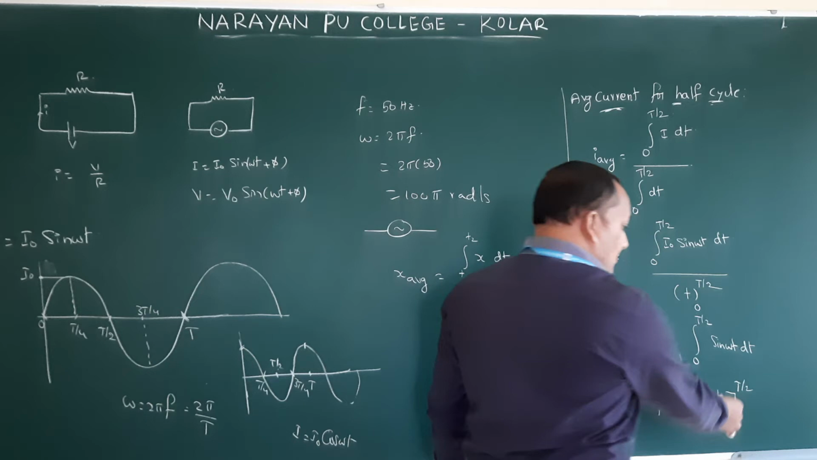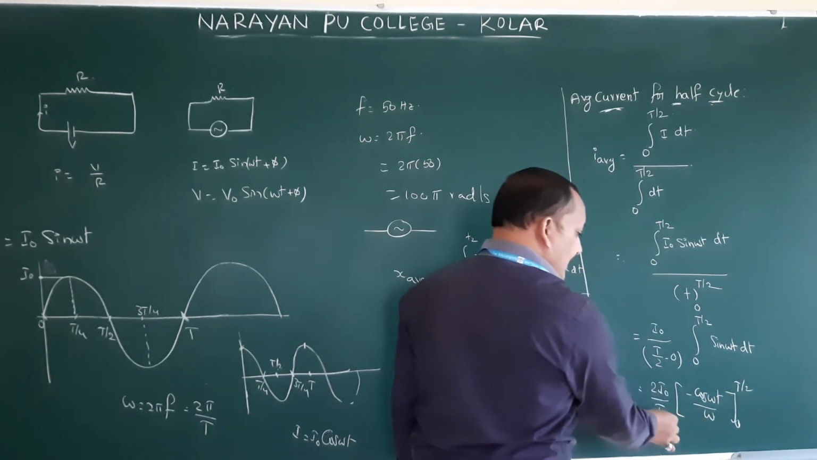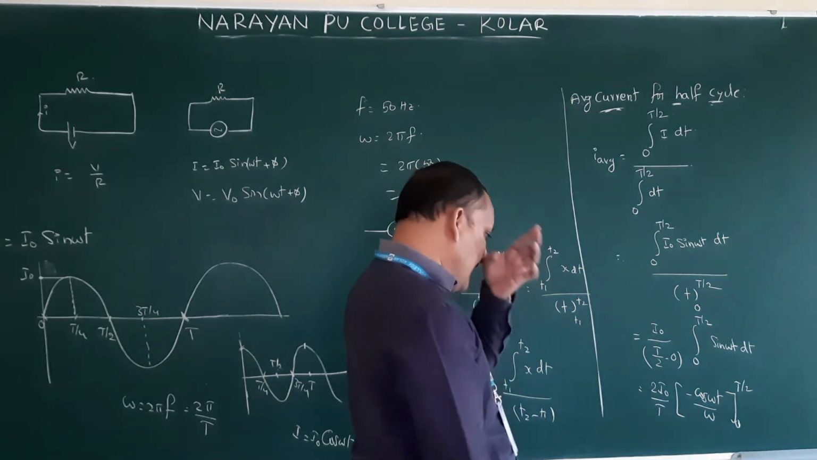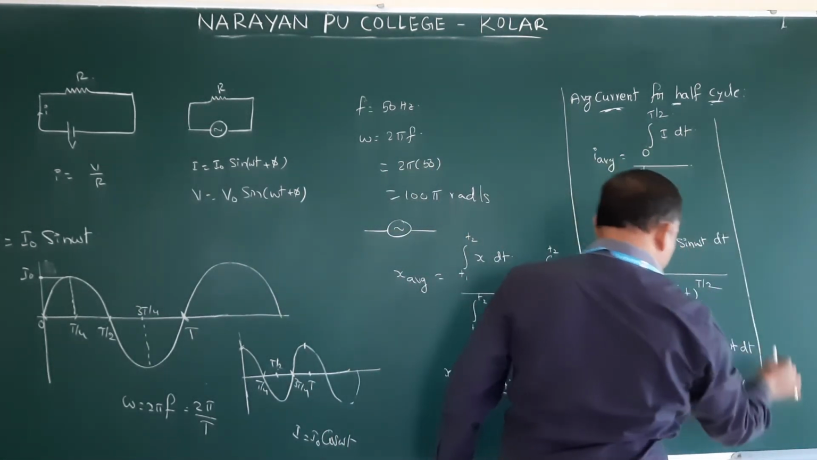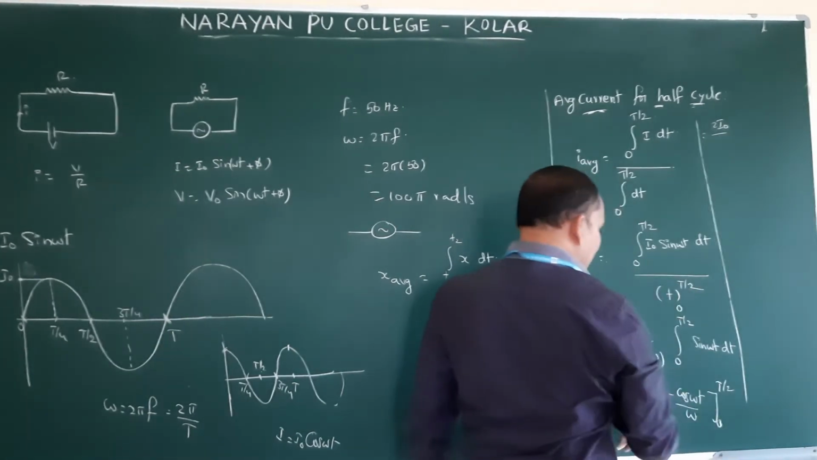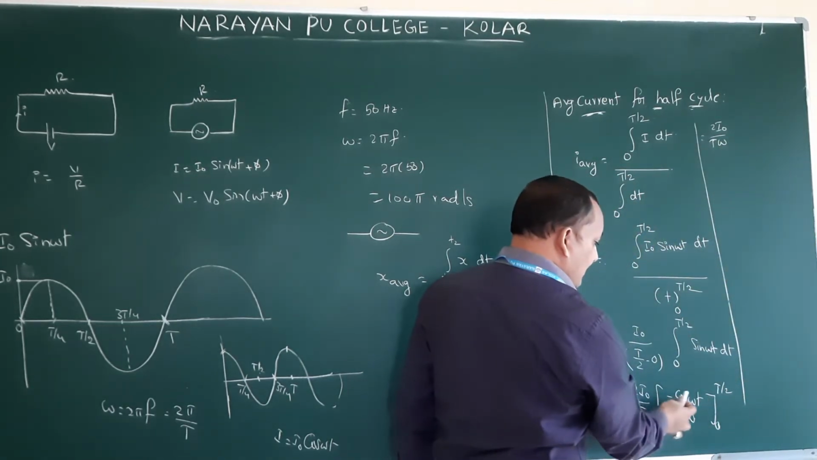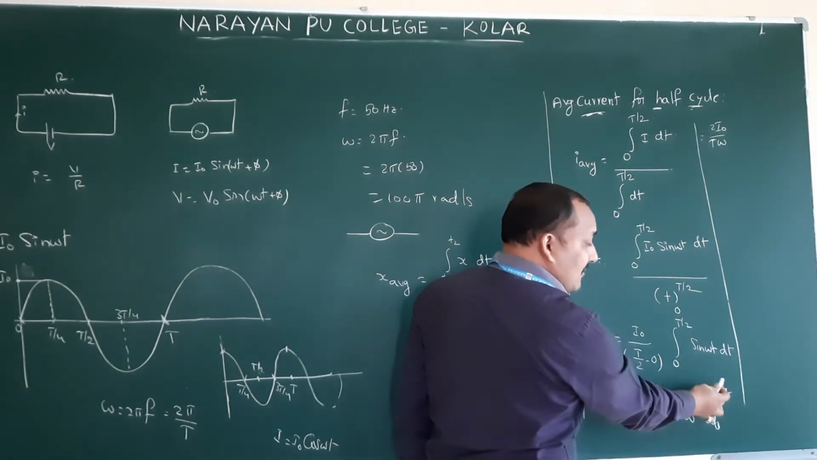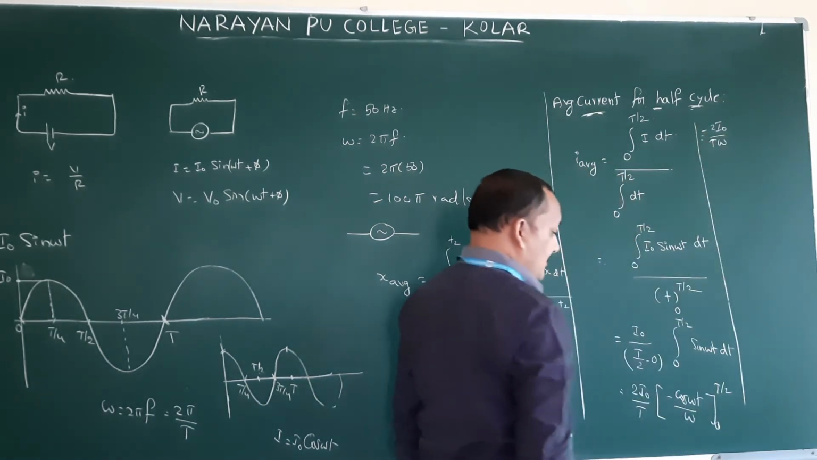Okay, so now we have to substitute the limits. This omega you can write outside. How do we write omega? 2 pi by T. So 2 I naught by T, and I am writing this omega there because the limits we have to substitute are in small t. This minus also I am writing here: minus 2 I naught by T omega.